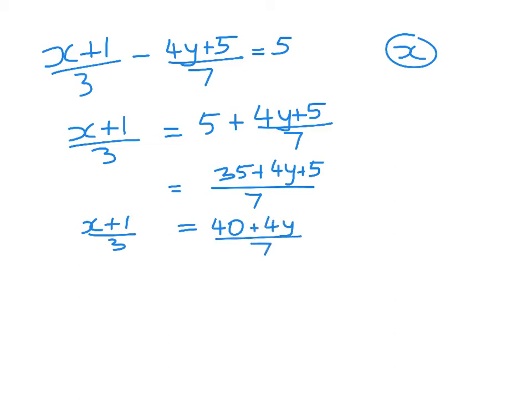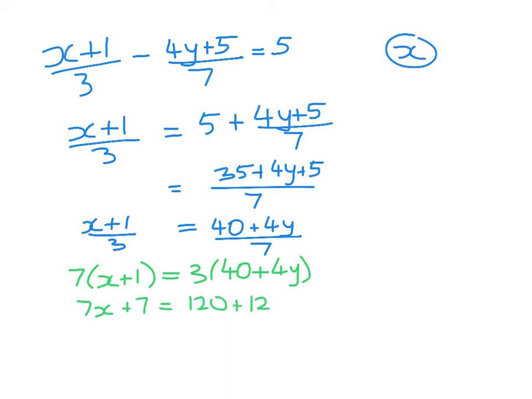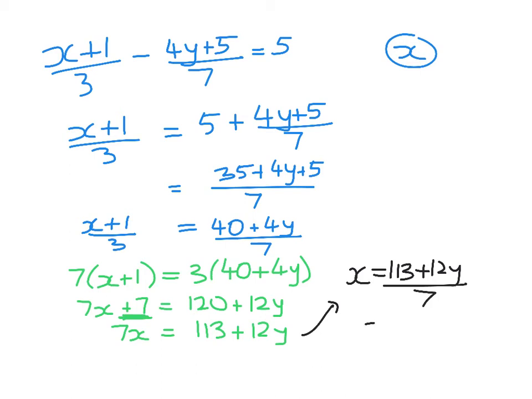I could go through this really slowly, but I think most of you watching will be pretty confident by now with the idea that we're going to multiply both sides by 7 and multiply both sides by 3. So what that gives me is 7 times x plus 1 is equal to 3 times 40 plus 4y. Expanding that out, I get 7x plus 7 is 120 plus 12y. 7x equals 113 plus 12y. So I'm subtracting 7 from both sides. And lastly, I'm going to divide both sides by 7. I'll do that up here. So x is equal to 113 plus 12y over 7. Or I could write that as 113 over 7 plus 12y over 7.